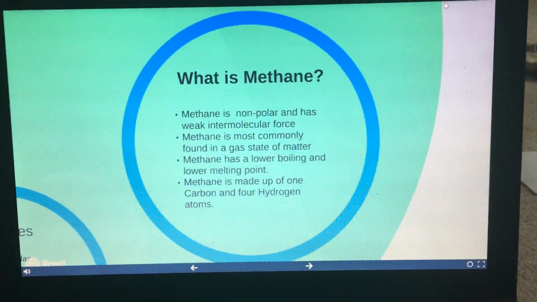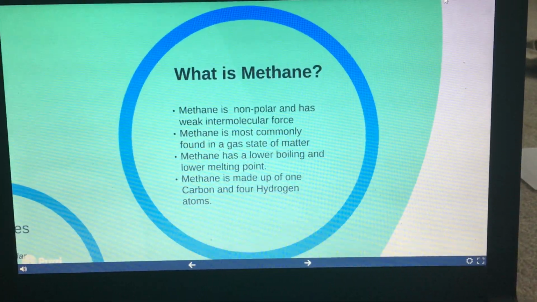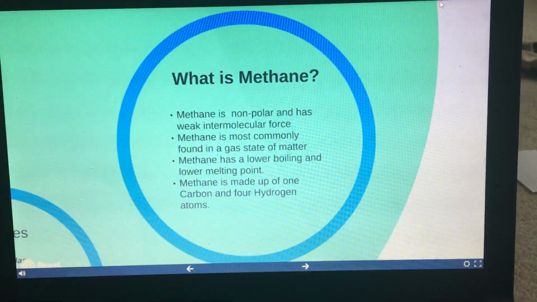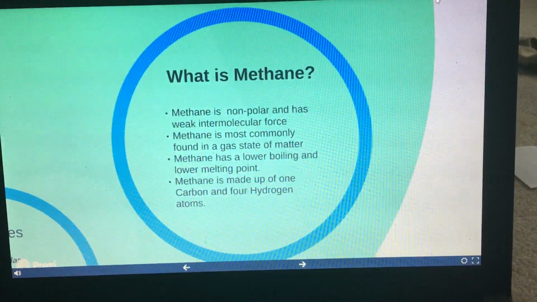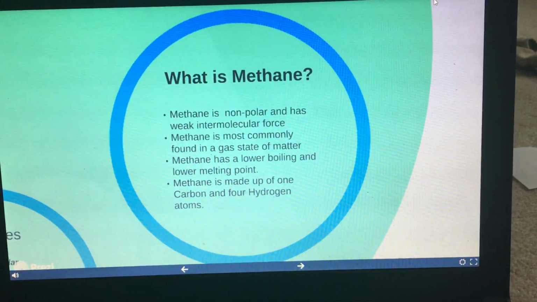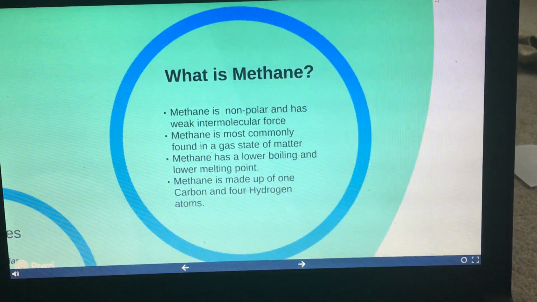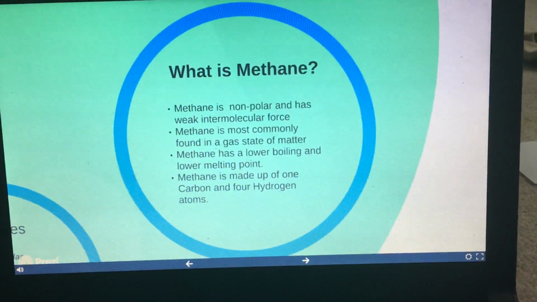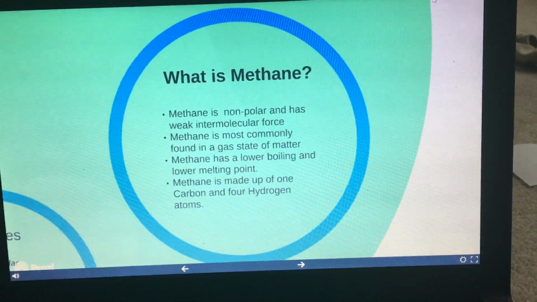What is methane? Methane is nonpolar and has a weak intermolecular force, meaning that it does not have highly charged ions. Methane is most commonly found in a gas state of matter, and methane also has a low boiling point and a low melting point. And methane is made up of 1 carbon atom and 4 hydrogen atoms.